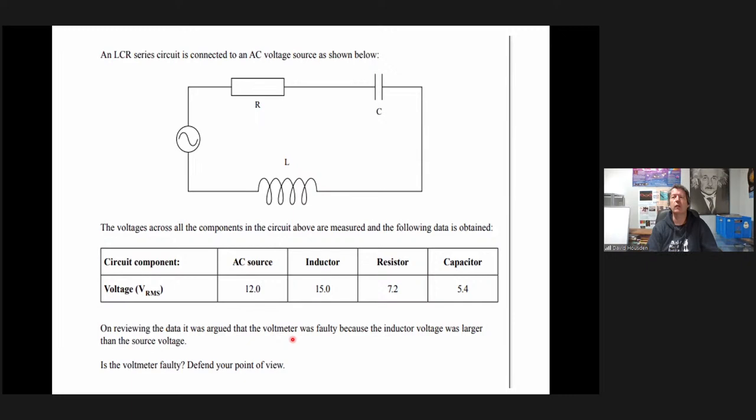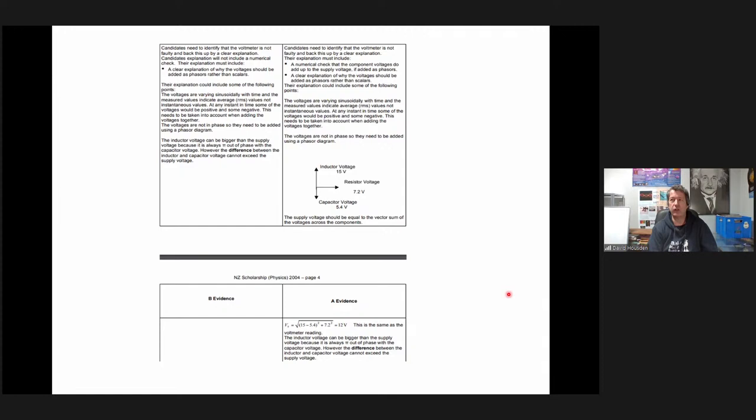Well, if you know that, in fact, the voltage across the inductor is out of step with the voltage across the resistor and the voltage across the capacitor, it's quite possible that these 3 things are different from this. And, in fact, it's quite possible that this inductor voltage could be quite large. And there's the response. It's actually very straightforward.